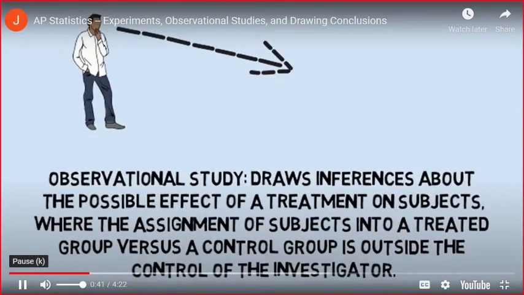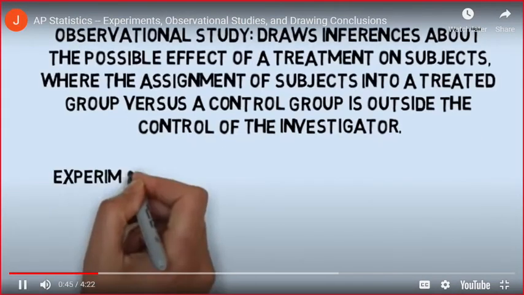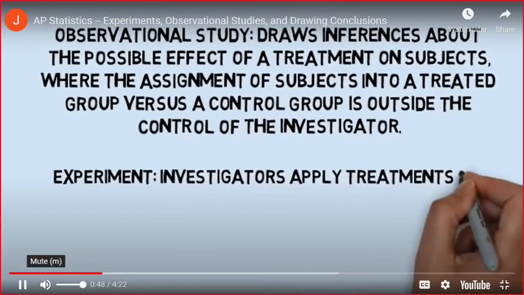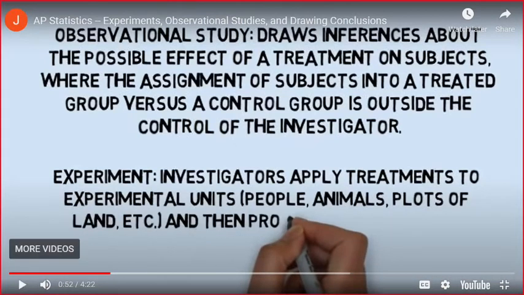He is just watching with no influence at all and drawing conclusions from the data. In an experiment, however, investigators apply treatments to experimental units and then proceed to observe the effect of the treatment. Okay? And this is what we're going to be doing. We're going to be looking at an experiment. And so what we're going to do is apply a treatment to the experimental units.